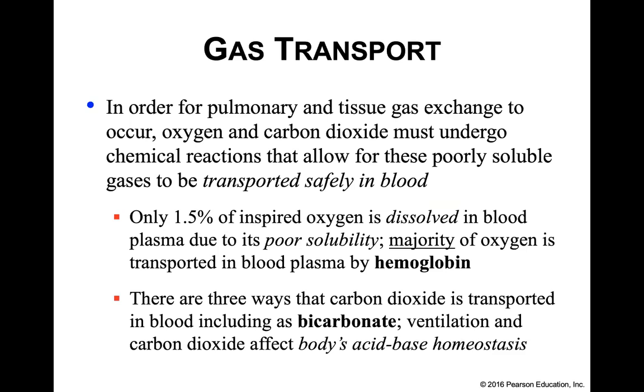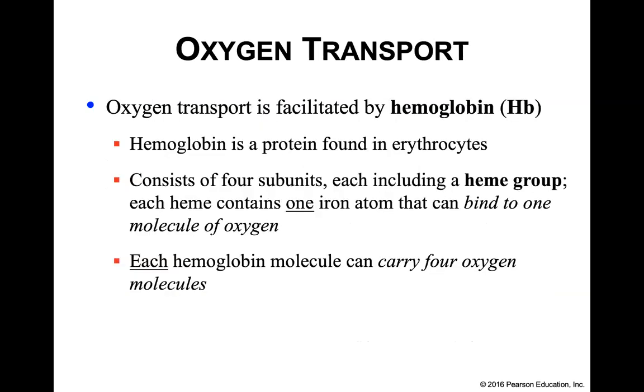The majority of oxygen is actually not dissolved in blood. The majority of oxygen is going to be, as we talked about with the blood chapter and red blood cells, transported on a protein called hemoglobin, which is a main component of red blood cells. There are 3 ways that carbon dioxide is transported in the blood, including as bicarbonate, and carbon dioxide can affect the body's acid-base homeostasis balance.